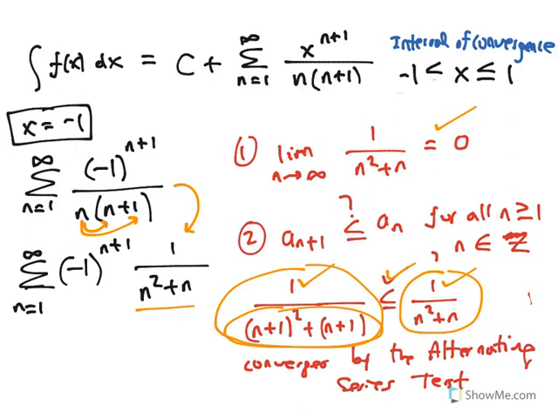So the interval of convergence will include x is equal to -1 because we just found, using the alternating series test, that the series that we have when x is equal to -1 does converge. So the interval of convergence includes both endpoints for the power series for the integral of f of x dx.